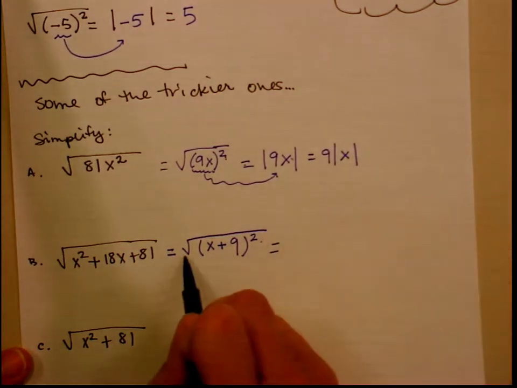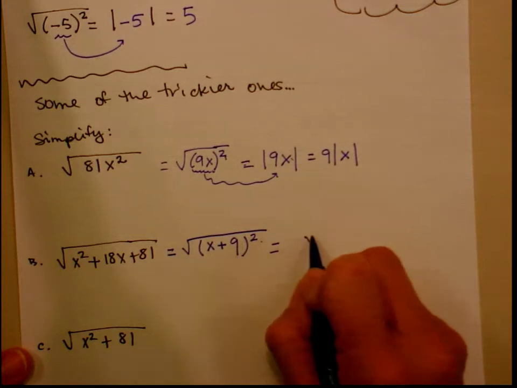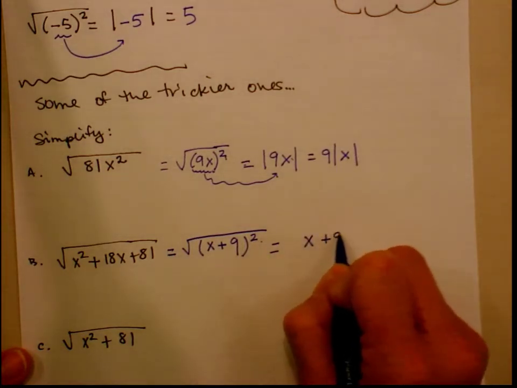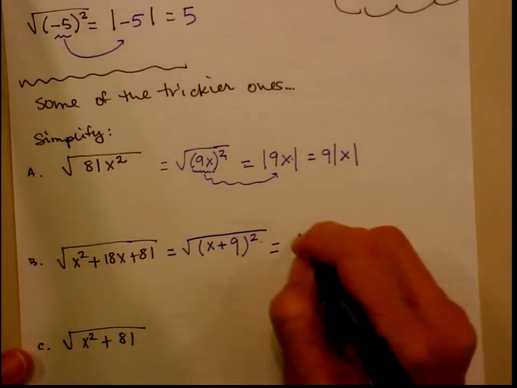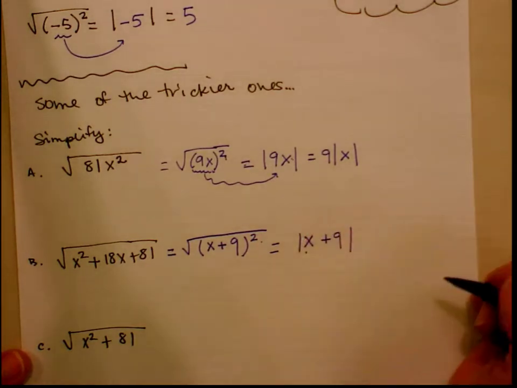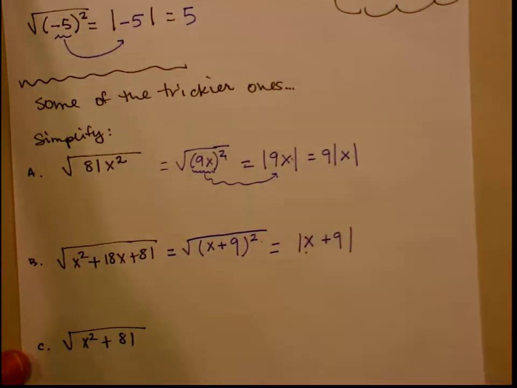Okay, so now I have a square root of something squared. So what that is the radicand. But now since the radicand has a variable in it and we don't know if it's positive or negative, we go ahead and put that absolute value around it. Okay.